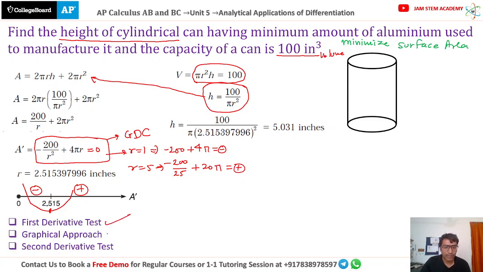So graphical approach, you can simply draw the graph in your GDC and you can sketch it. There is a function already in your GDC where you can sketch the graph and you can find the minima point. When you do it, you will get your answer. Go to menu, then sketch the graph, trace the graph and move the point left or right and you will get the minima point on that graph also.